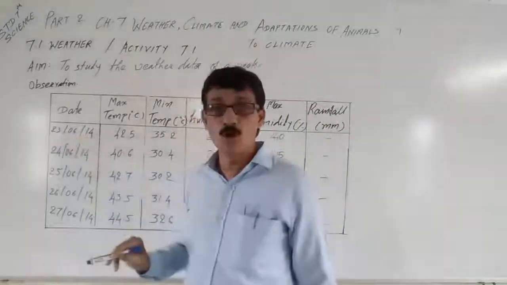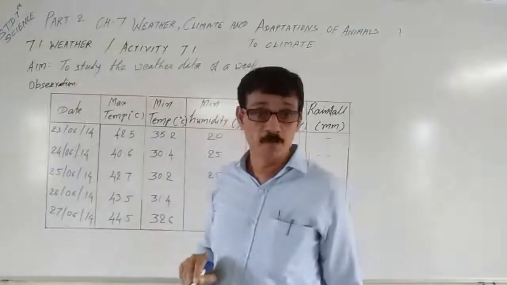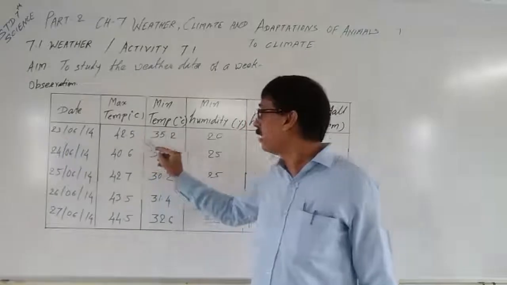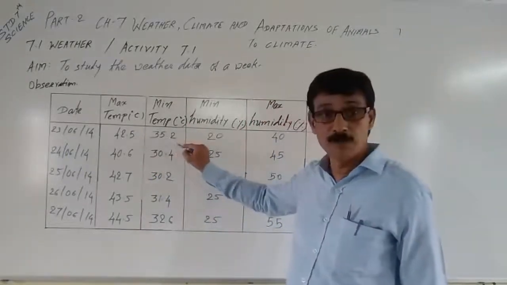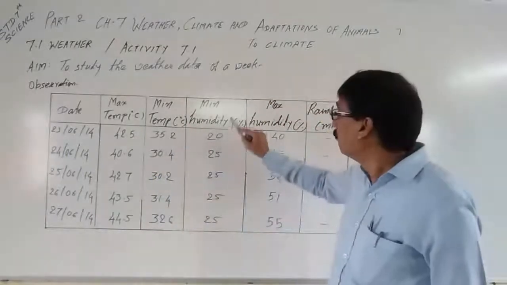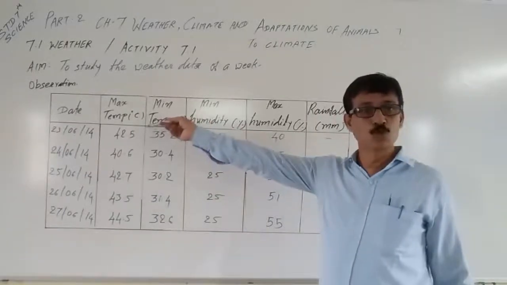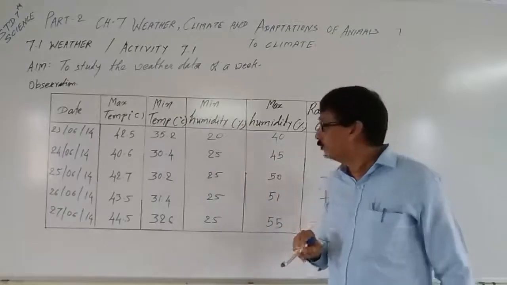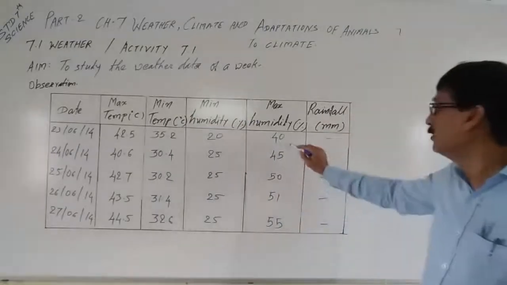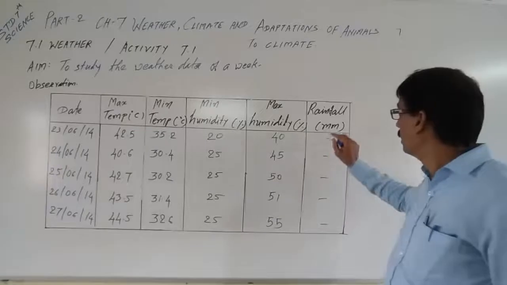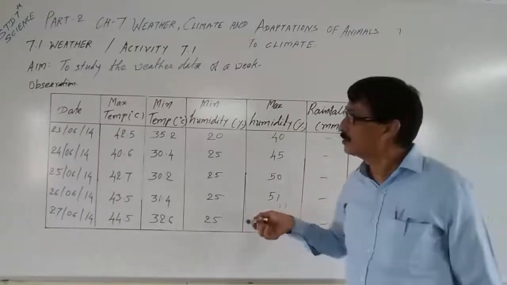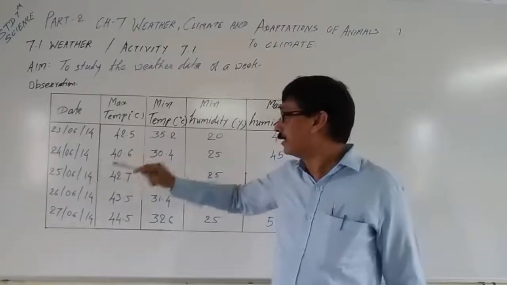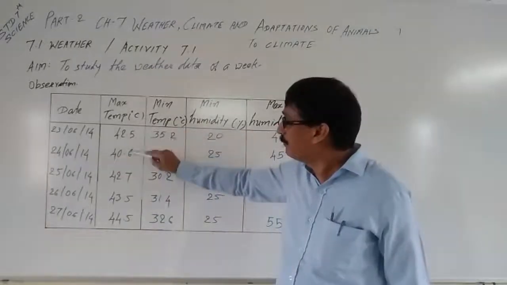On 23rd of June 2014, maximum temperature was 42.5, minimum was 35.2. Minimum humidity, as temperature is too much, that is why minimum humidity is 20 and maximum humidity is 40. Rainfall, no chance. Date 24th of June 14. You can see maximum temperature.